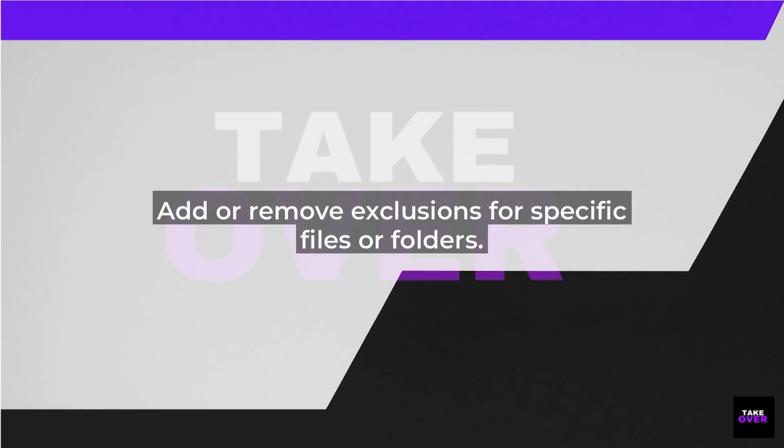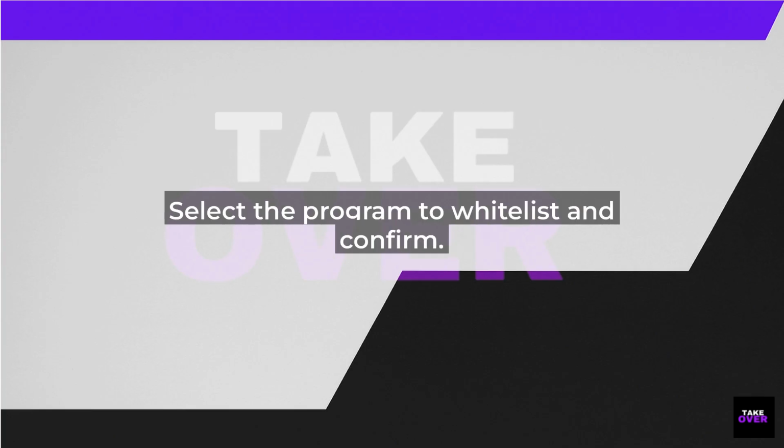Now, hit the Add an Exclusion button and choose File or Folder, depending on what you're whitelisting. For example, if it's a specific program like a game or software, select the executable file. After selecting the file, Windows Defender will add it to your exclusions list.